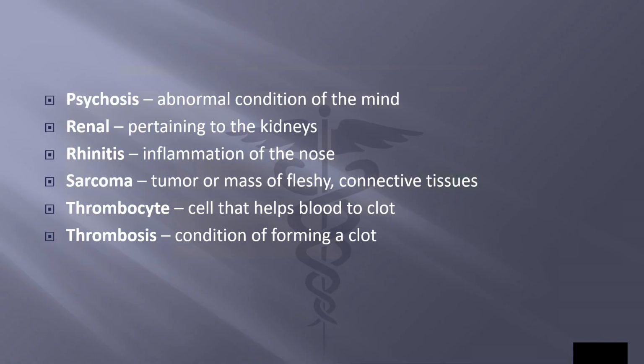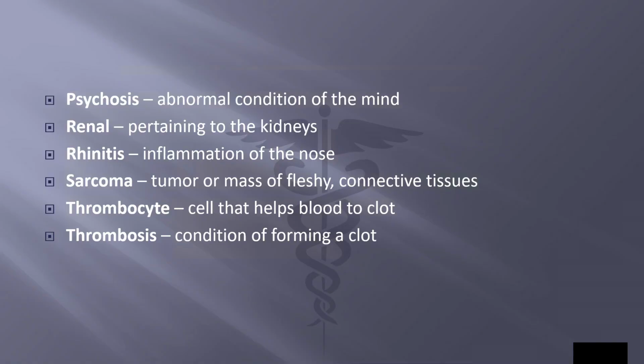Our next combining term, we have thrombo, which means clotting. So a thrombocyte is a cell that helps blood to clot. Another word for thrombocyte is a platelet. And figure 1.15 back on page 9 shows images of platelets.